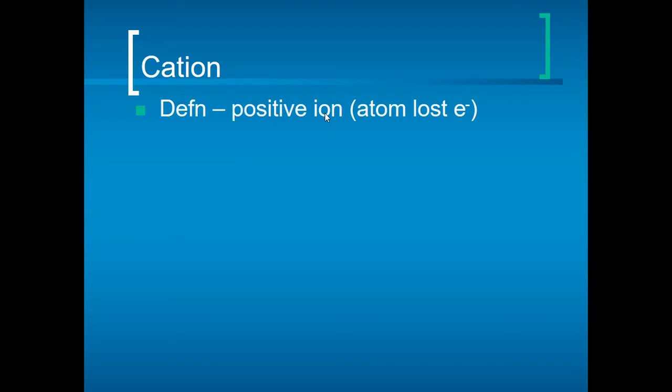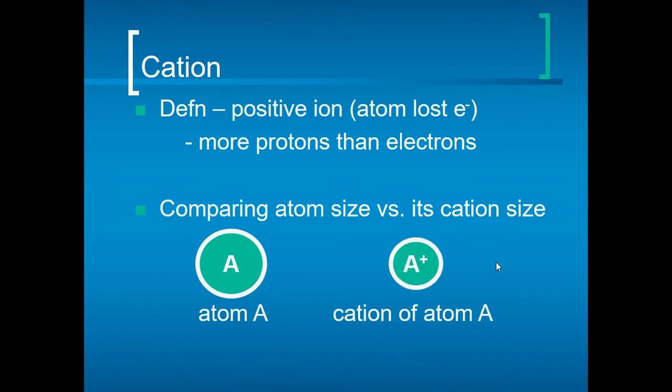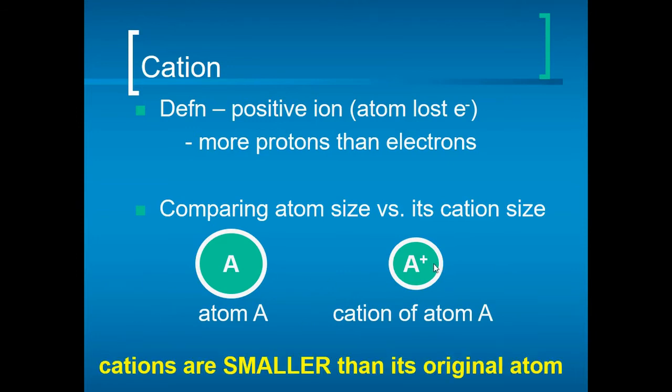So it has more protons than electrons, so it's positive. It has more positive stuff than negative stuff. Okay, it's called a cation, not cation, cation. So it's got more protons than electrons. So if we were to compare a cation to its parent atom, the atom that does not have a charge, if you have a generic atom like atom A and compare it to its cation, something charged, A plus, your cation is going to be smaller than the original atom. Your cation, the thing with the positive charge, is going to be smaller than its original atom.